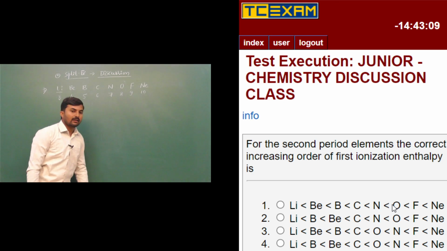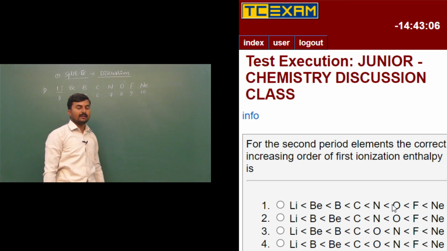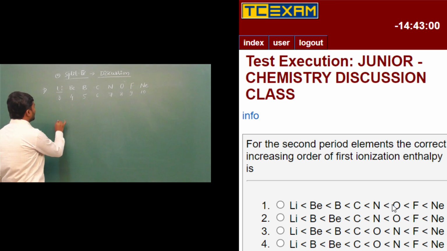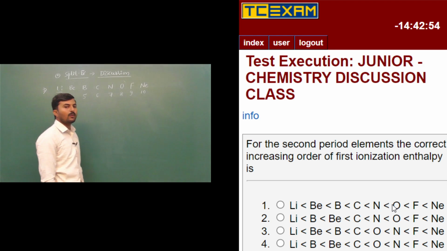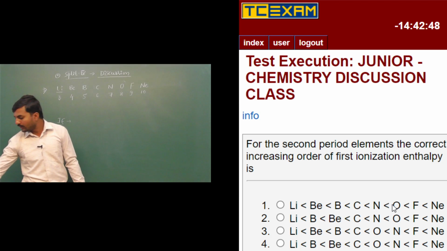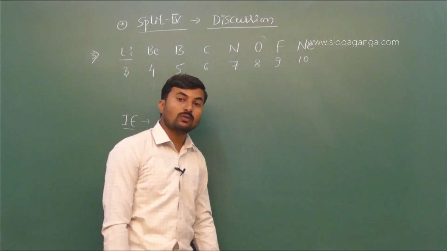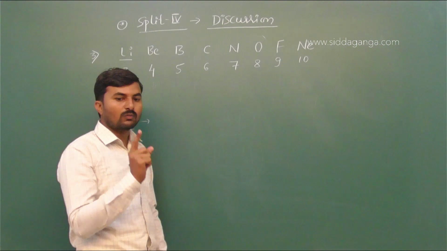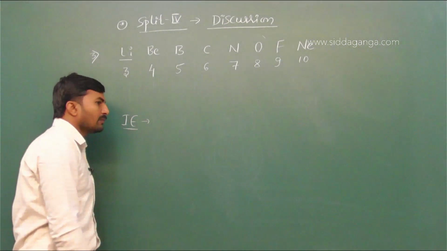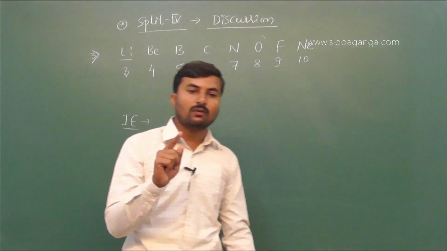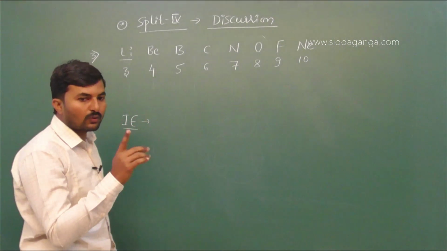So what they are asking here is, for the second period elements, the correct increasing order of first ionization enthalpy. So what is meant by the word ionization enthalpy? Ionization enthalpy is the amount of energy required to remove the electron from the outermost shell. That is the ionization energy, but they have asked here about the first ionization enthalpy. That means the amount of energy required to remove the first electron from the outermost shell.